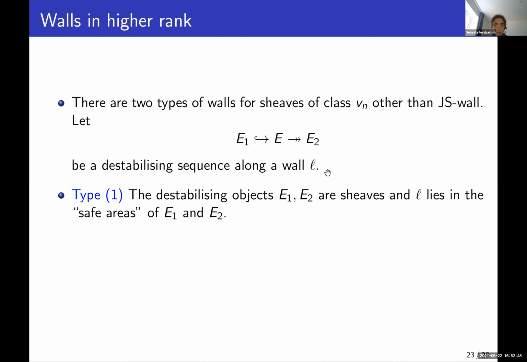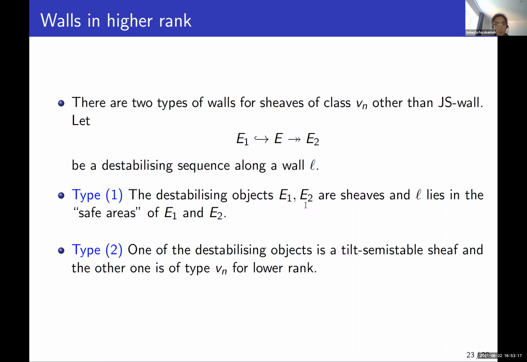By safe areas of E1 and E2, we just mean that all Nwbian W semi-stable objects of class E1 and E2 along the wall L are sheaves. And when we move above from the line L to the large volume limit, the objects of these classes only see sheafy walls. So they can get destabilized only by sheaves, okay? And the second type of walls are when one of these factors is a tilt semi-stable sheaf and the other one is of type VN, as I explained, but with lower rank.